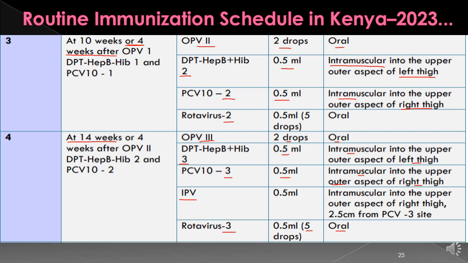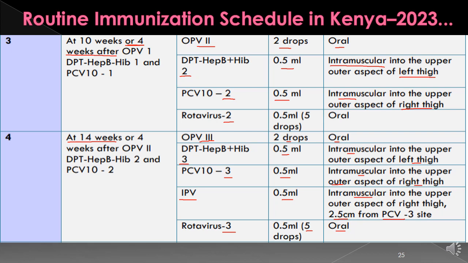The dose is 0.5 ml given intramuscularly, but this one is given into the upper outer aspect of the right thigh. So they'll be sharing the thigh with the pneumococcal vaccine, but you don't give it at the same site. You have to move at least 2.5 centimeters away from where you gave the pneumococcal vaccine, and that is where you give the inactivated polio vaccine. I hope that is clear.